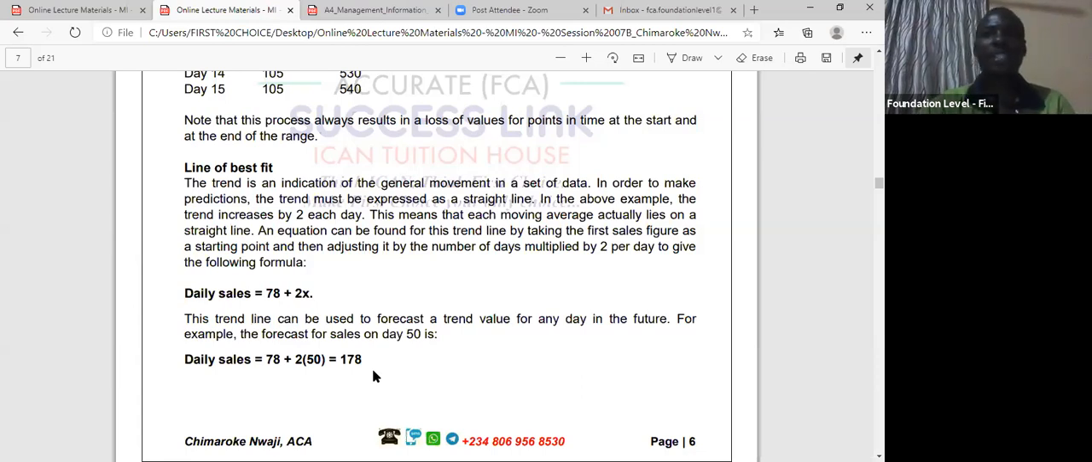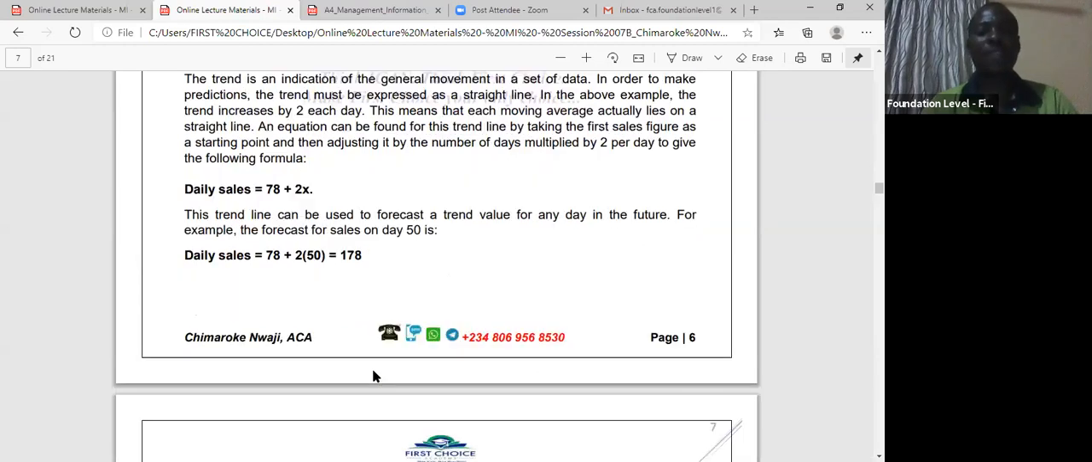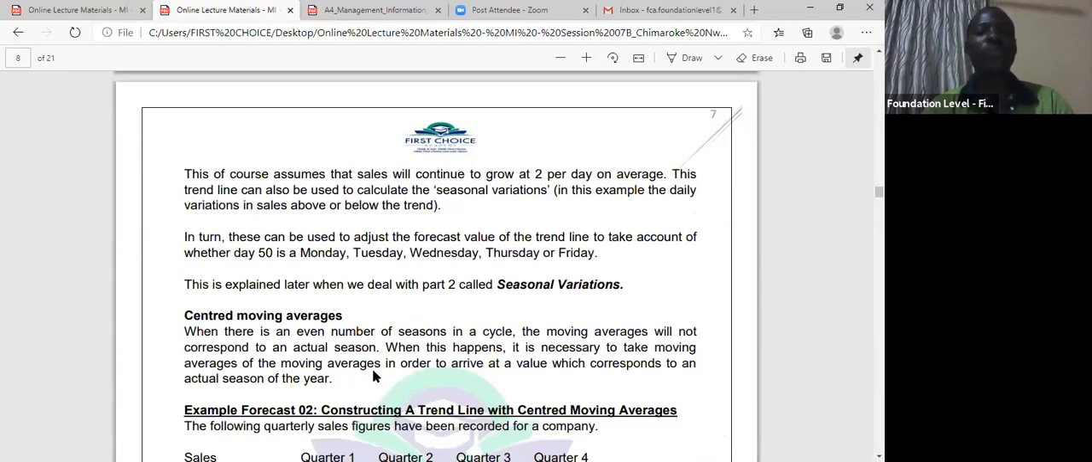Trend line, which we got from moving averages. Fine. So that's the first one. But we are going to make it look more realistic by including what we call seasonal variations. So the seasonal variations will bring peculiarities for each day you are taking into consideration.